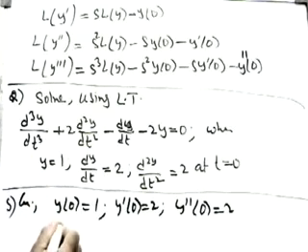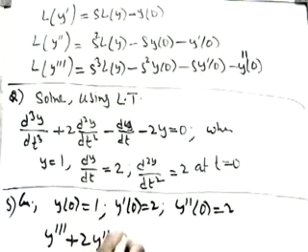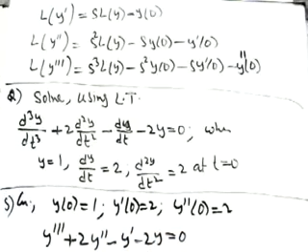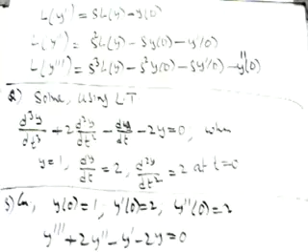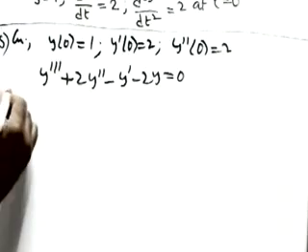Now the given equation is y triple dash plus 2 into y double dash minus y dash minus 2y equals 0. Now let us do one thing. Let us apply Laplace to the equation.